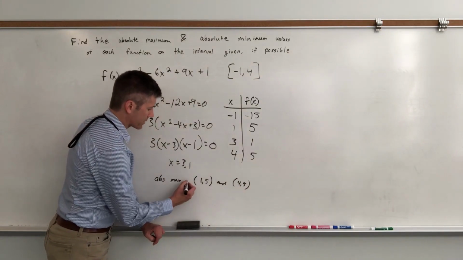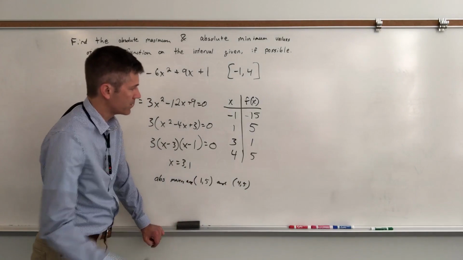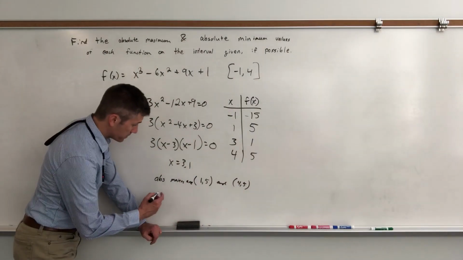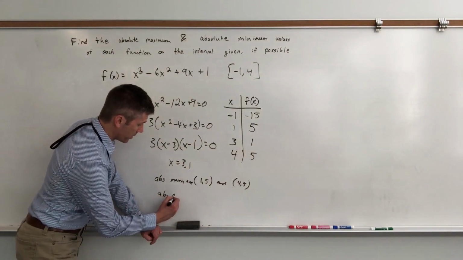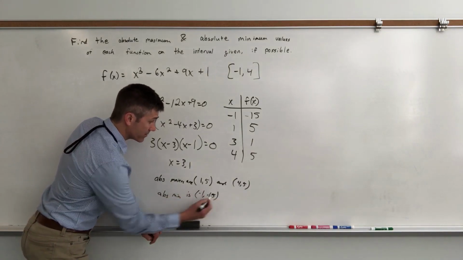The absolute max says R. You don't get points off for bad grammar, but you know, it's just frustrating for me. The absolute minimum is at -1, -15. That's it.